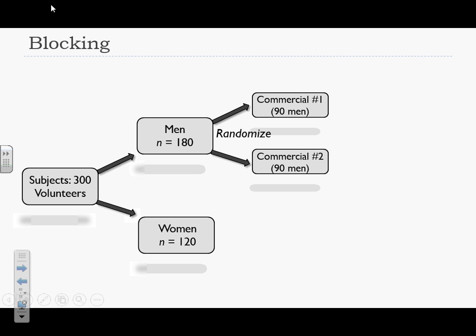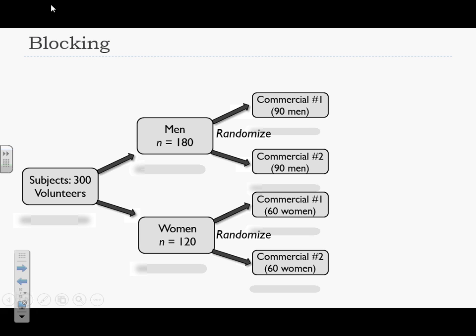So we are going to randomize the men into group 1, which would watch commercial 1, and group 2, which would watch commercial 2. Make sure you note you have 90 men in each. You need to talk about how many subjects are in each at each level of what you're doing here. We do the same thing with women. Randomly assign them to group 1 for commercial 1, group 2 for commercial 2, so there are 60 women in each. So we split to men and women, and then within men and women each, we randomly assign to the 2 different groups. And once they've watched the advertisements, we bring them back together and do what?